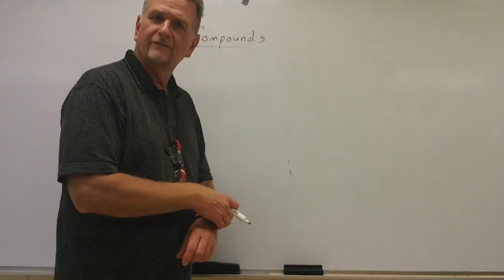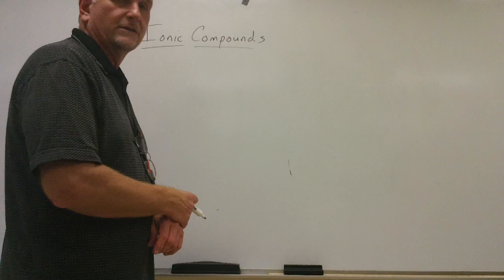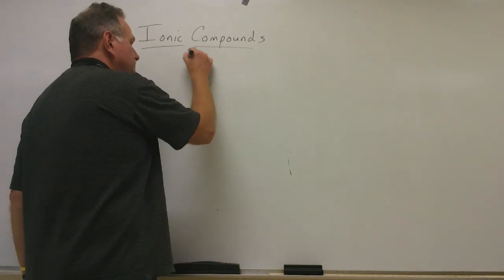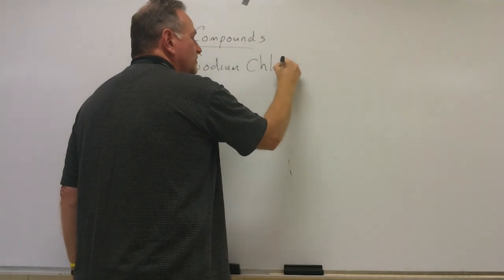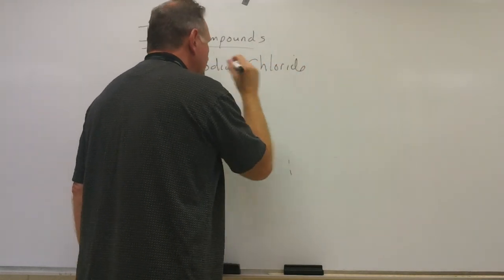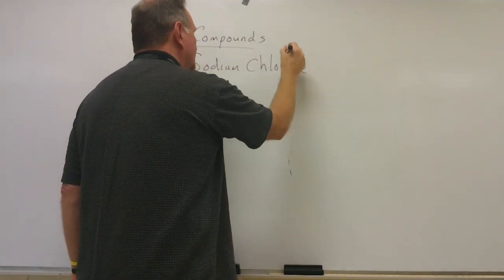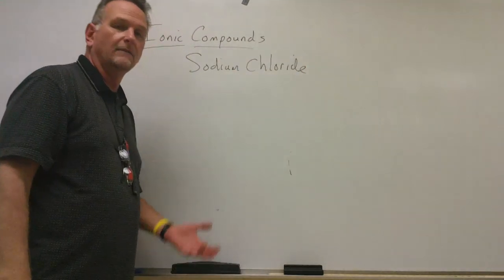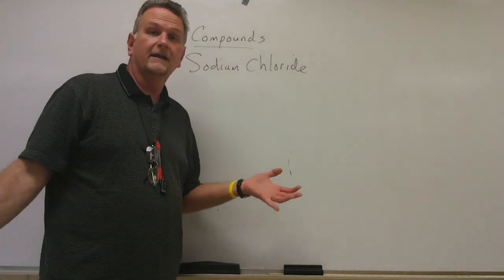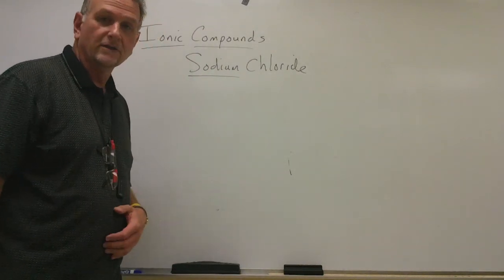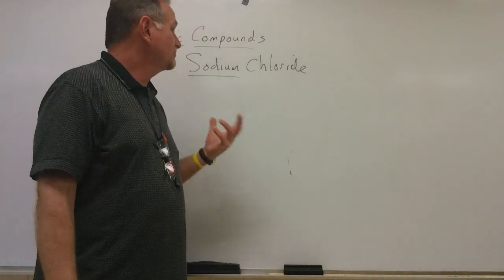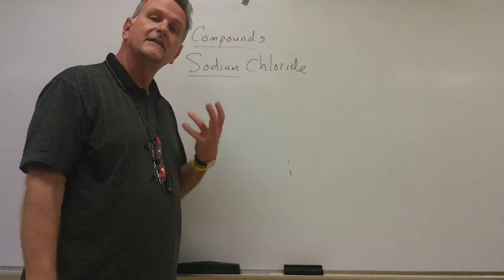Okay, so again, we're going to write formulas for ionic compounds first. So obviously we're going to start with a name. And here's a very simple one which you should be familiar with, sodium chloride. Table salt. Exactly. So sodium chloride, table salt. First of all, how do I know it's an ionic compound? Well, because it starts basically, usually, with a metal. If it starts with a metal, that's a good indication that it is an ionic compound.